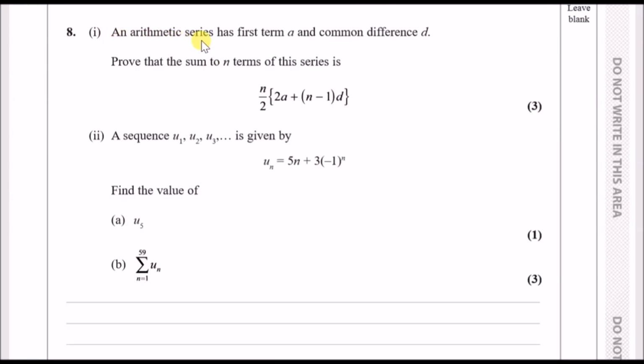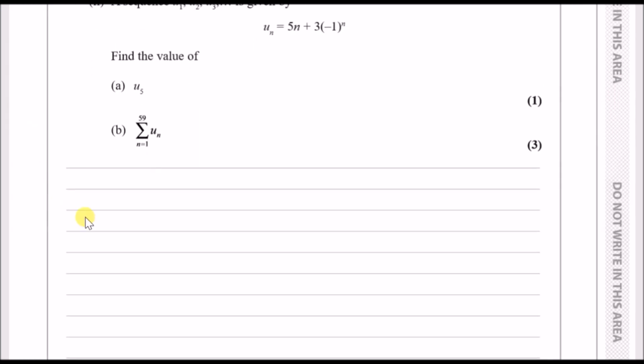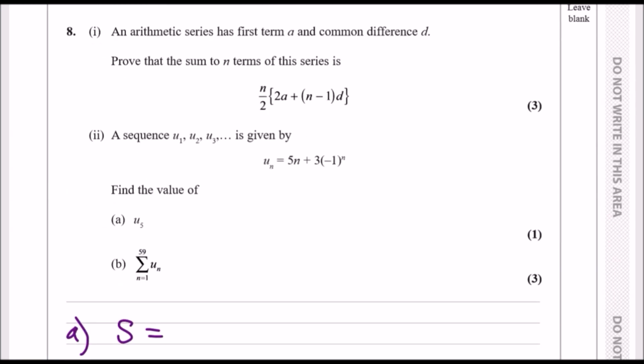An arithmetic series has first term a and common difference d. Prove that the sum to n terms of the series is this formula here. Okay, so to prove the sum of any arithmetic series, we firstly got to start with how the sum actually looks. So the way I do this, guys, is I'll firstly try and define how I'd work out the sum. Well, we always begin with the first term a.